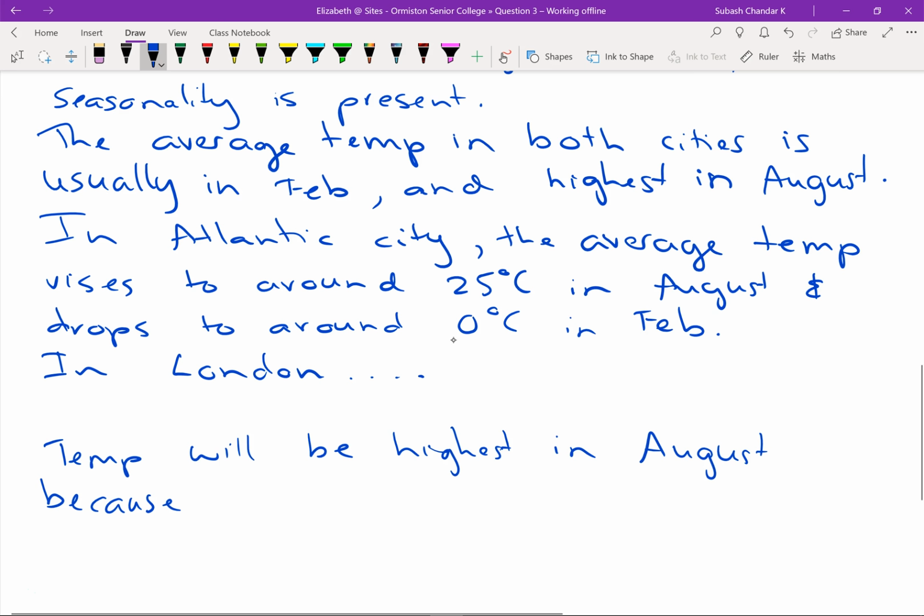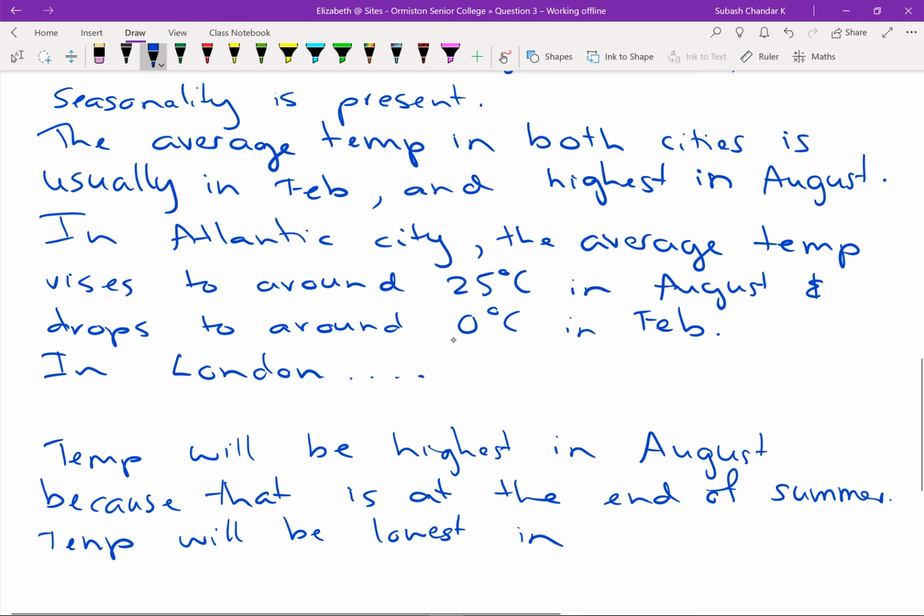And temperatures will be lowest in February because that is the end of summer. Sorry, the end of winter. All right. So that gets me through to my excellence.